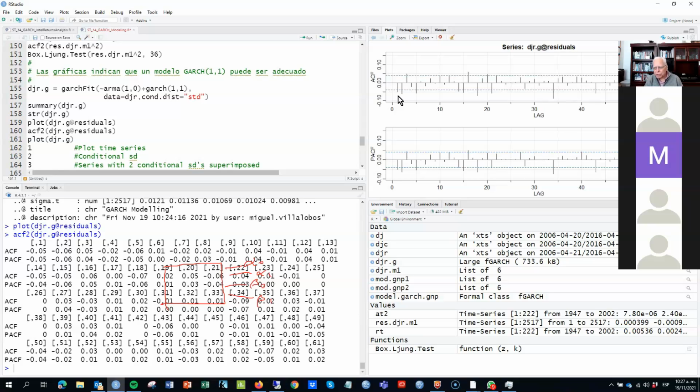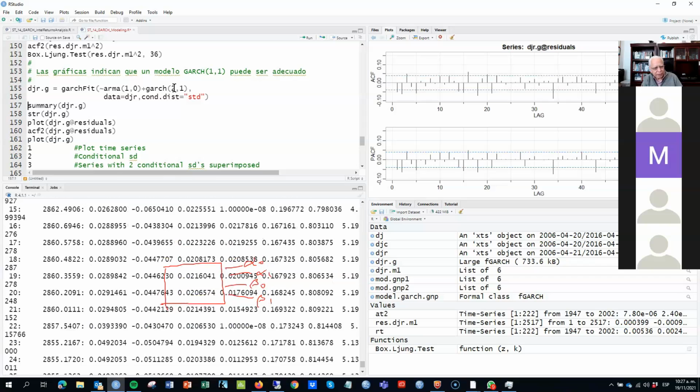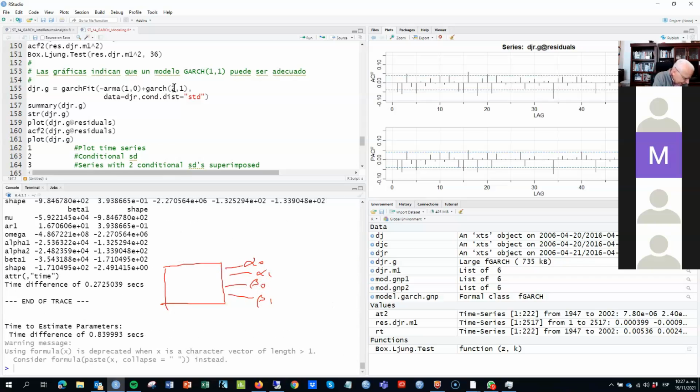Of course, I could always try to improve the model, right? I could say, well, what if I fit GARCH(2,1) instead of a (1,1)? Okay, maybe I can get an improvement of my residuals.